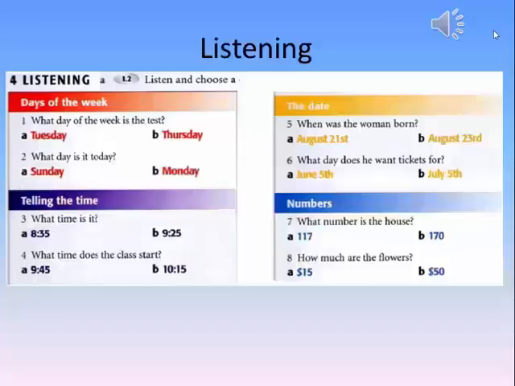Okay, it's time for the listening. You're going to listen to 8 dialogues, and in each dialogue, you need to choose an answer, A or B. Let's review the questions first.